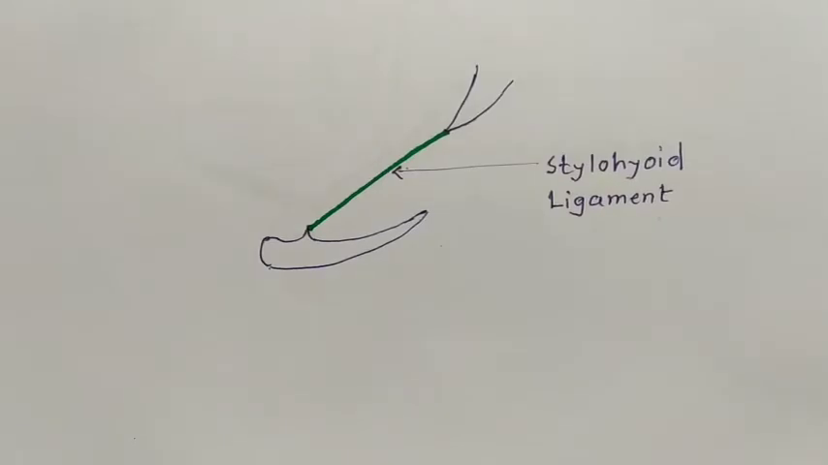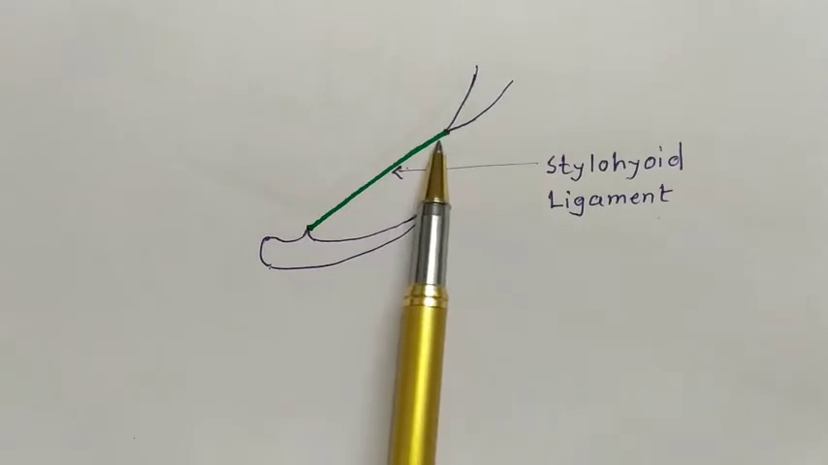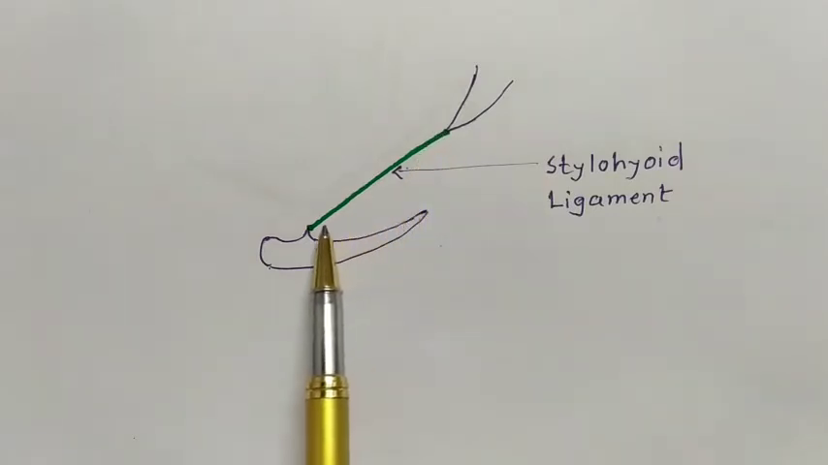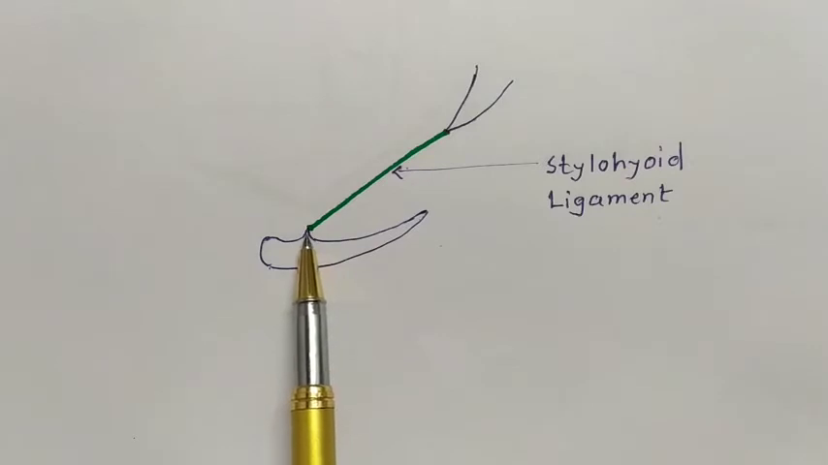The tip of styloid process gives attachment to stylohyoid ligament. Below, this ligament is attached to the lesser cornu of hyoid bone. Stylohyoid ligament is a ligament of second pharyngeal arch.